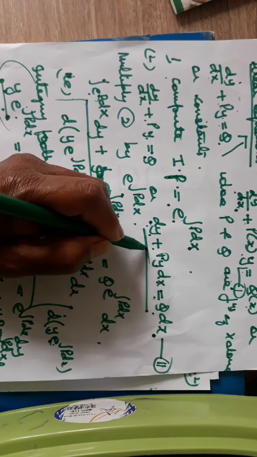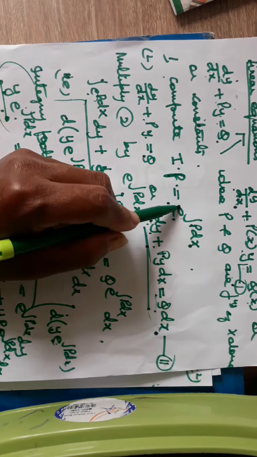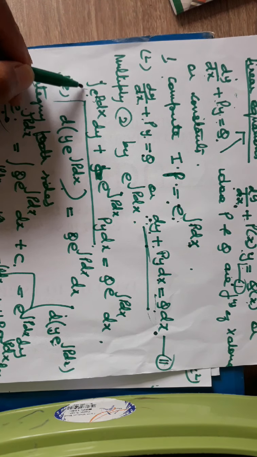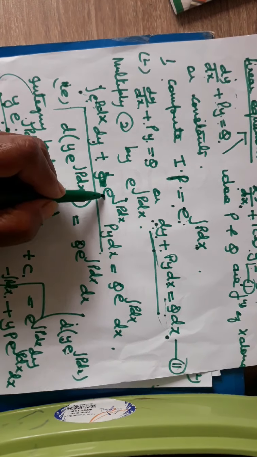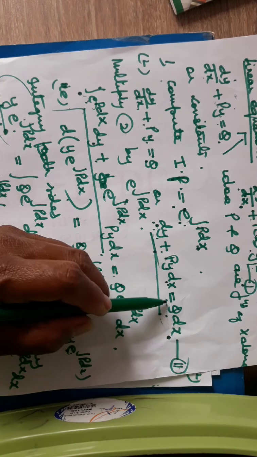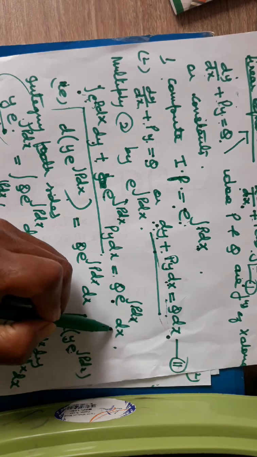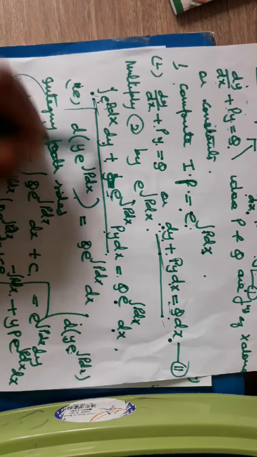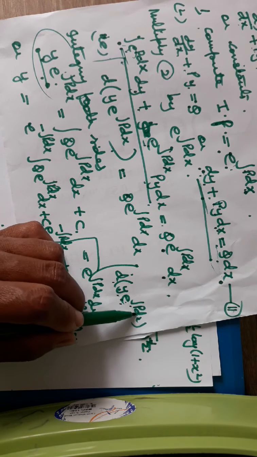In the second step, you multiply both sides of equation 2 by the integrating factor, that is e to the power integral p dx. So we have e to the power integral p dx into dy, plus e to the power integral p dx into py dx, is equal to q into e to the power integral p dx. Now this left hand side is equal to d of (y e to the power integral p dx).